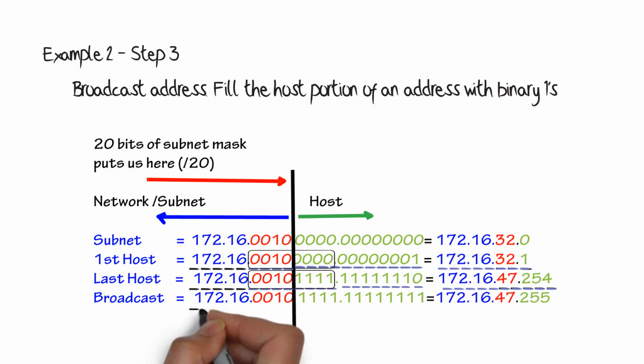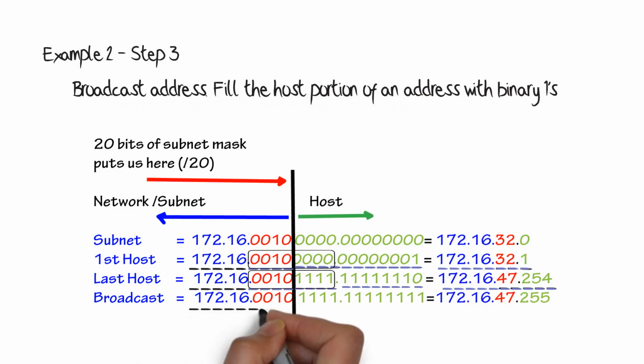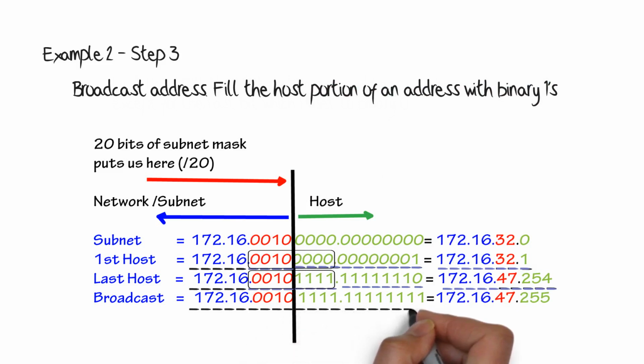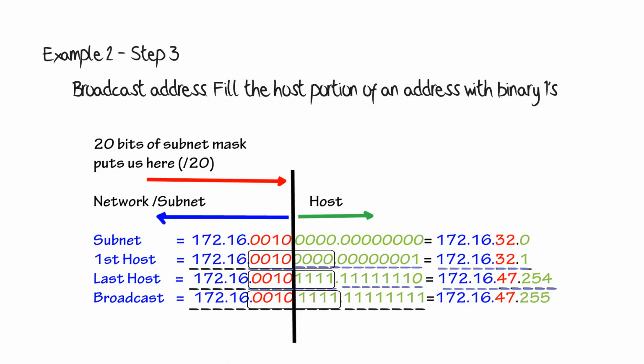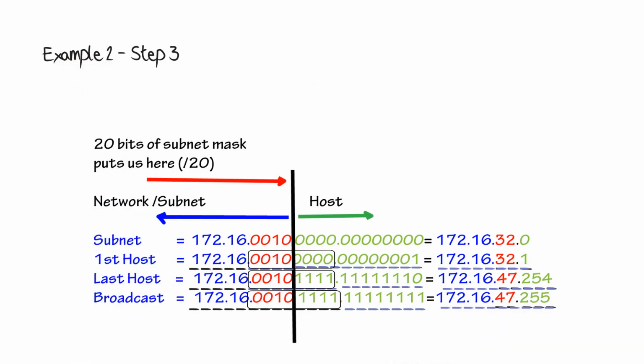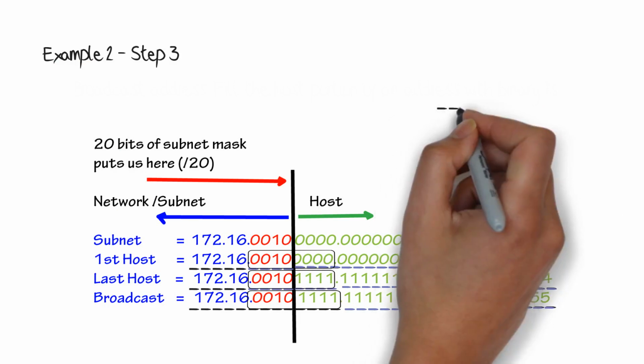To work out the broadcast address, fill the host portion of the address with binary 1s. So the broadcast address is equal to 172.16.0010. Once again, the network and subnet portion are left as is, and then you fill the host portion with binary 1s. So the third octet is equal to 0010 and 4 binary 1s, which once again gives you the decimal equivalent of 47. 8 binary 1s in an octet gives you the decimal value 255. So the broadcast address would be 172.16.47.255.